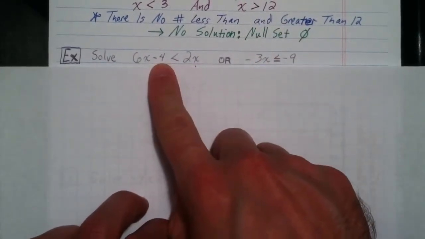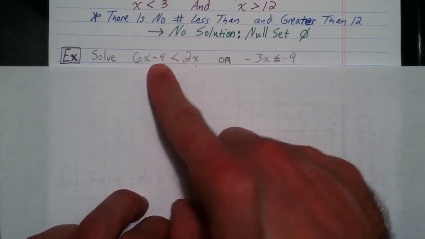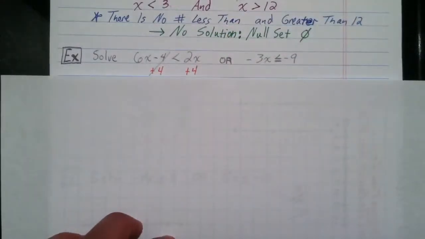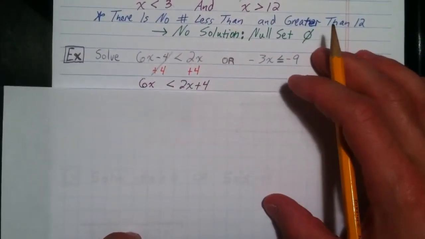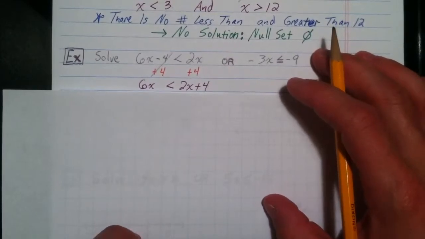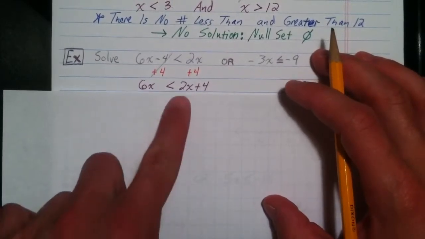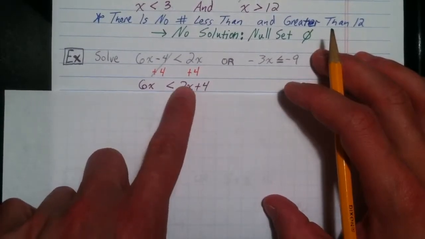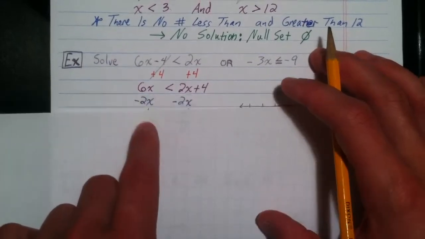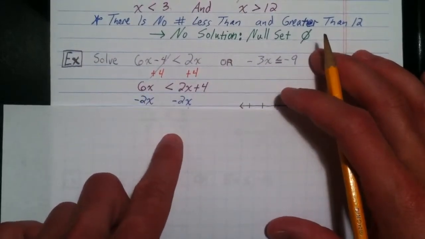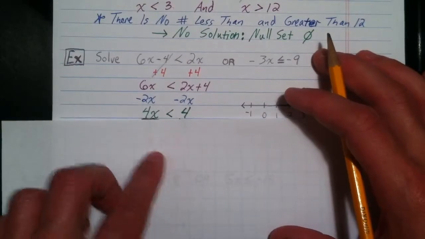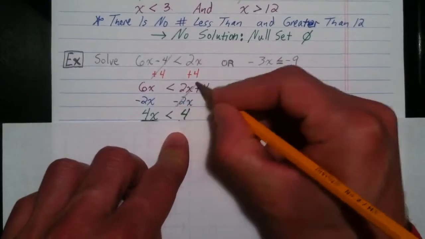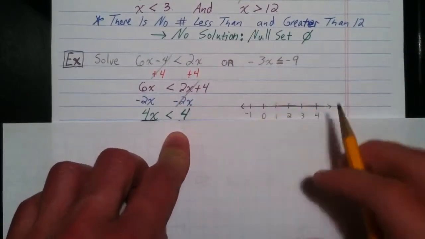Our first step here would be adding 4 to both sides in order to cancel out this minus 4. So adding 4 to both sides will cancel it out on the left hand side and leave us with the inequality 6x is less than 2x plus 4. We then want to get our like terms, our x terms, on the same side, so we'd subtract 2x here to cancel it out, and we'd of course have to do the same on the left hand side. So subtracting 2x from both sides, 6x minus 2x gives you 4x, the 2x minus 2x cancel each other out, and we're left with just a 4 here.